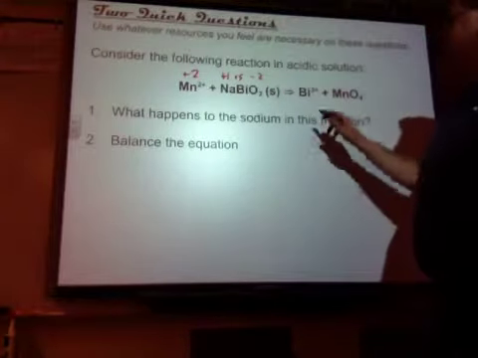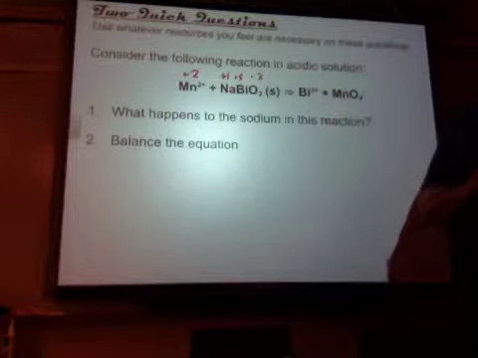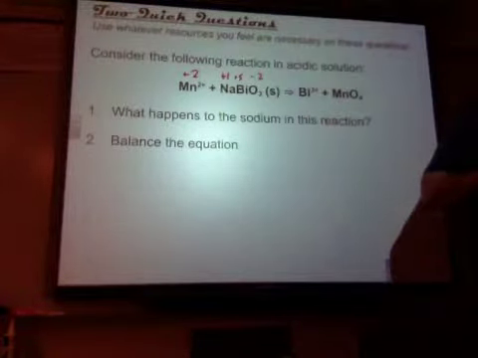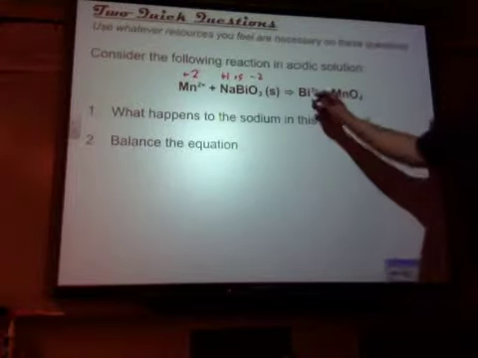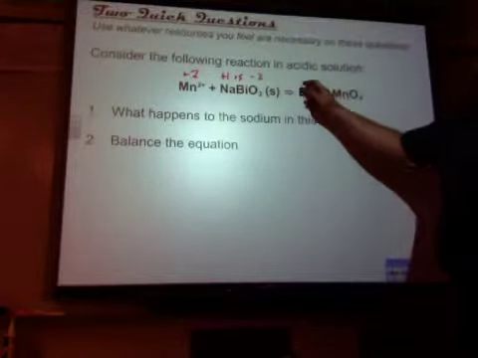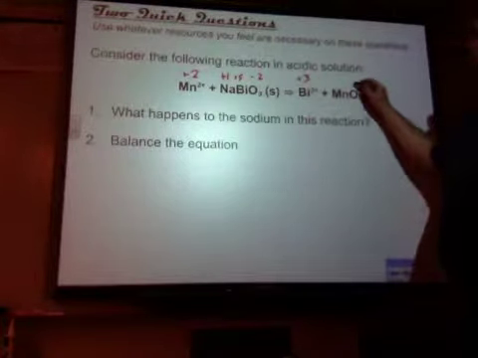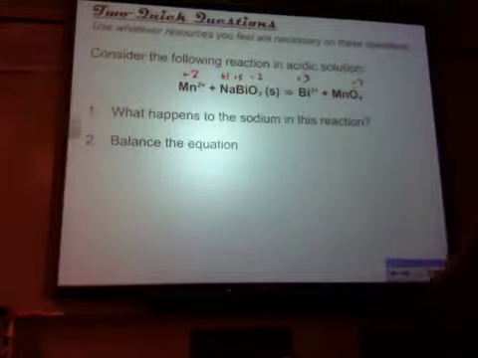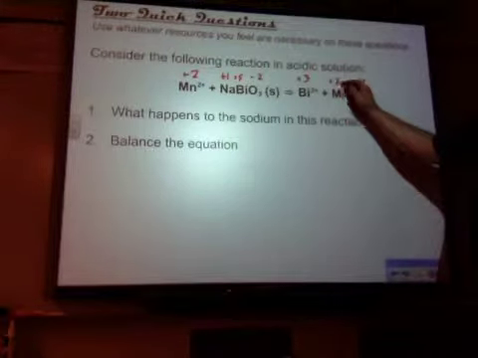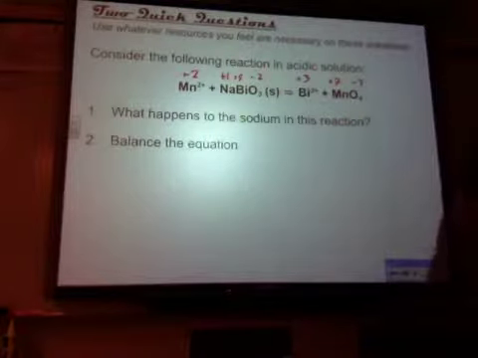Okay? Is it common for bismuth to be plus 5? Well, bismuth is in group 15, right? So it has 5 valence electrons. Oh, so it makes sense. Okay. What's bismuth here? Plus 3. Oxygen, of course, is minus 2. What does that make manganese? Plus 7. Wow. That's a lot. That's right. But there we go. All right.